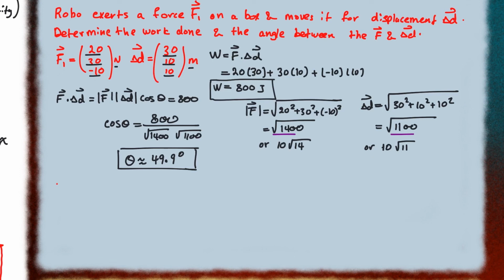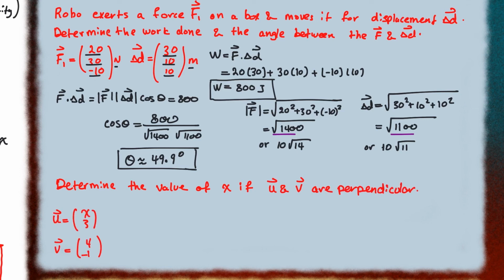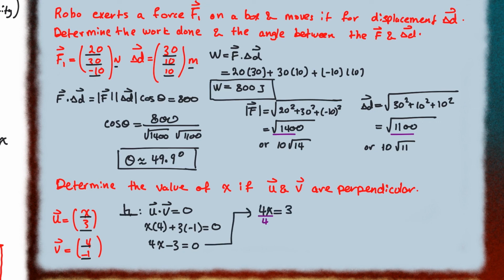For the final question, we are going to determine the value of x if vectors u and v are perpendicular, and vector u is given with x component of x, y component of 3, and vector v has components 4 and -1. We know when two vectors are perpendicular that their dot product is equal to 0, so we're going to multiply their x components together and add them to the multiplication of the y components, set that equal to 0. We get 4x minus 3 is equal to 0, and that means 4x is equal to 3. Adding 3 to both sides, divide both sides by 4, and we get the x value is equal to 3 over 4.